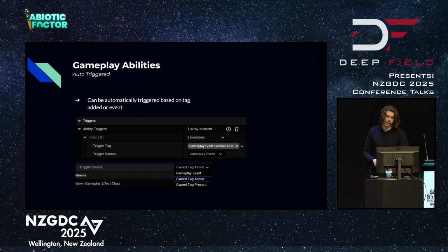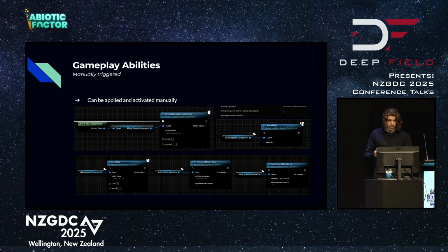For gameplay abilities, they can be triggered automatically as well, again via gameplay events, but you can also do it on a tag added. This will activate an ability that's already applied to an actor. You can also manually trigger these via blueprints or C++. There's also a helpful one to just give it and then immediately activate it. But by default, you can give it and then separately try and activate it later, either by a tag ID or by the class itself. And then later you can clear it. It will give you a handle when you give the ability, so you can use that to clear it if you need to.